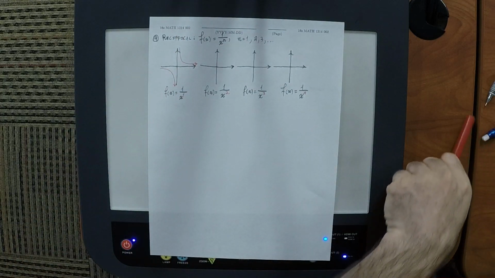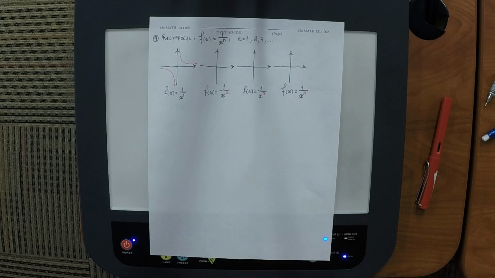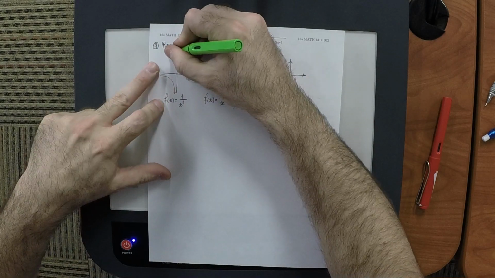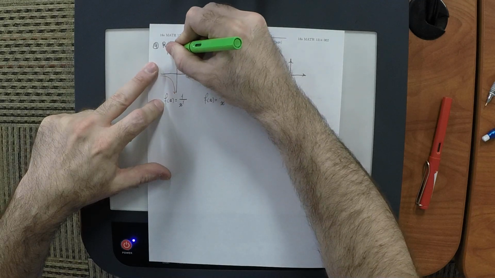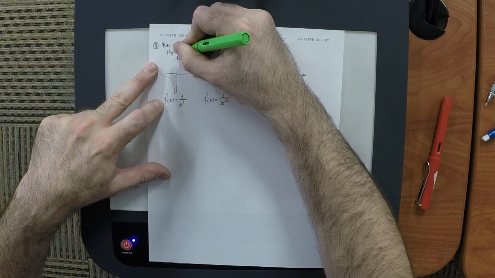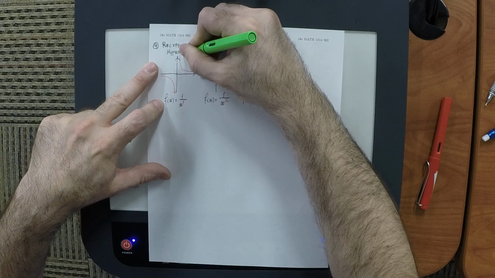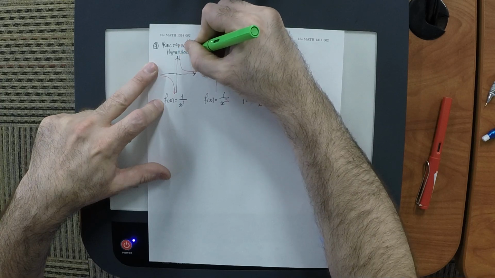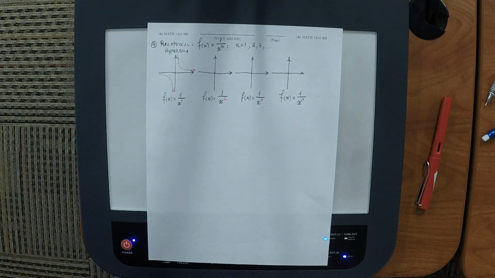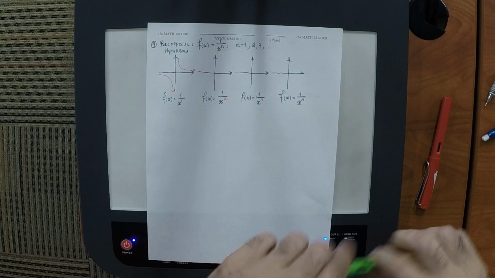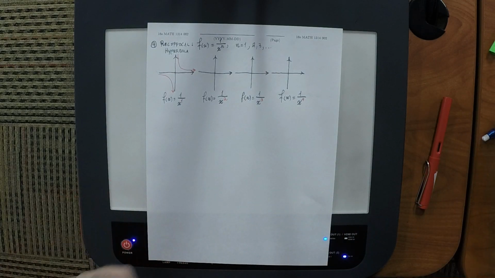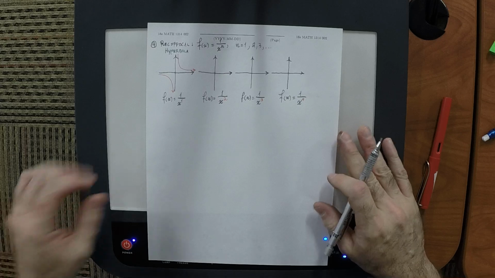So that's what it looks like. This shape is common enough and important enough to have its own name. The name of this shape is hyperbola. And the "bola" part of its name is the same "bola" as in parabola.